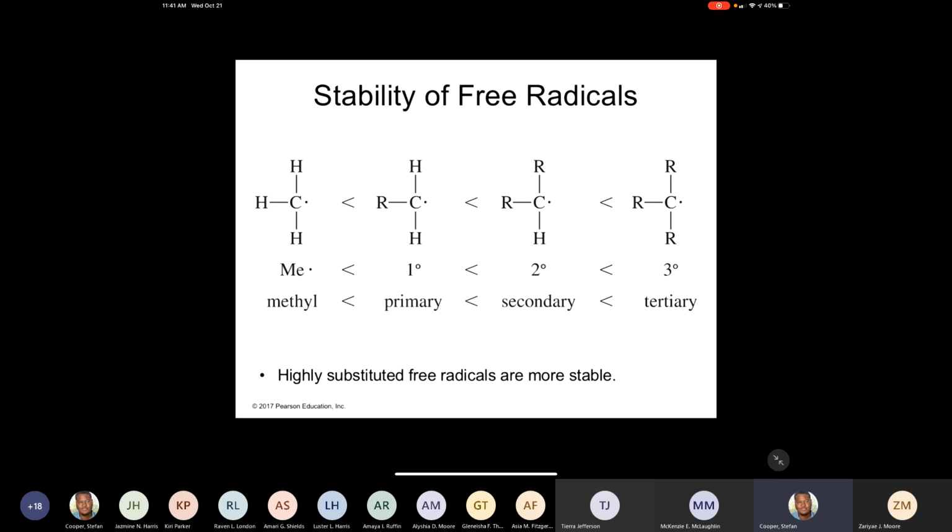So the more substituted, and that word pops up all the time, there is no other way to say that but to say substituted. And that means how many carbons attached, all right? The more substituted you are, the more stable you're gonna be. All right, and this explains that reactivity that we just saw. All right, so let's move along here.